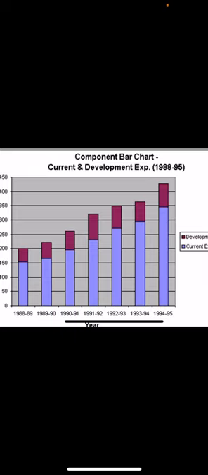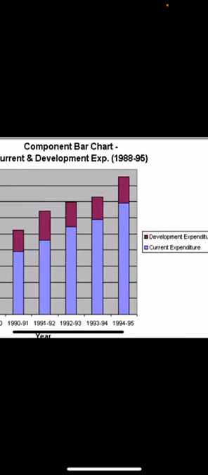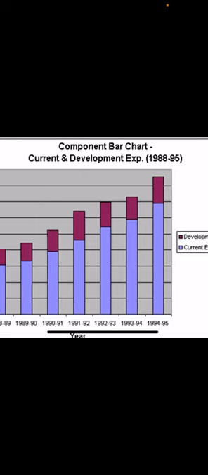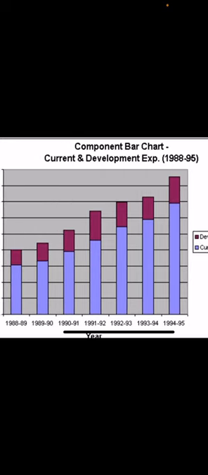These component bar diagrams are usually shaded or colored suitably. Here you can see component data where each bar is representing two things: development expenditure and current expenditure, shaded in different colors. So a component bar diagram shows a bar and its subdivision into two or more components.